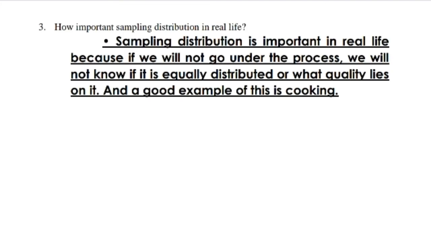Number 3. How important is sampling distribution in real life? Sampling distribution is important in real life because if we do not go through the process, we will not know if it is equally distributed or what quality lies in it. And a good example of this is cooking.